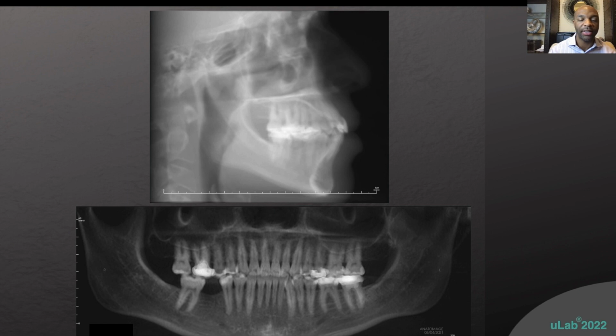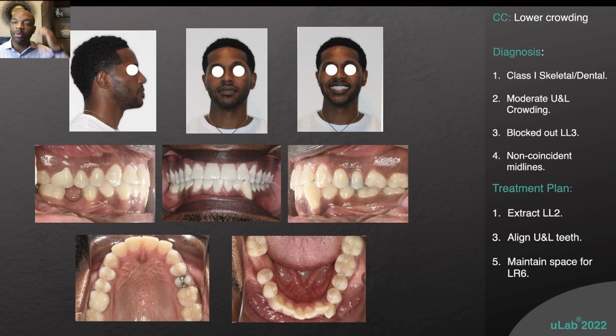All right, here is his pan and ceph. Nothing, again, remarkable here. You can just see the missing lower right 6. The wisdom teeth are extracted. The angulation of his teeth is acceptable. And so the treatment plan for him is we want to extract the lower left 2.